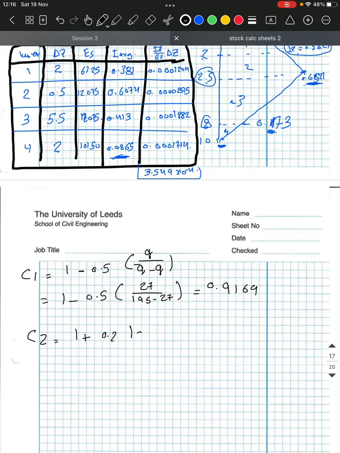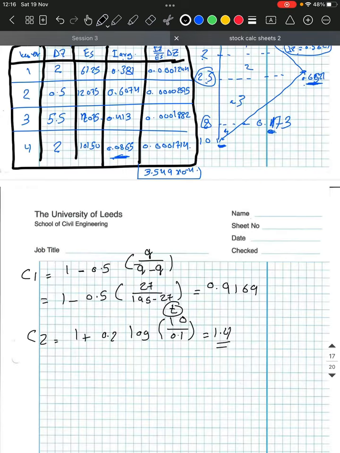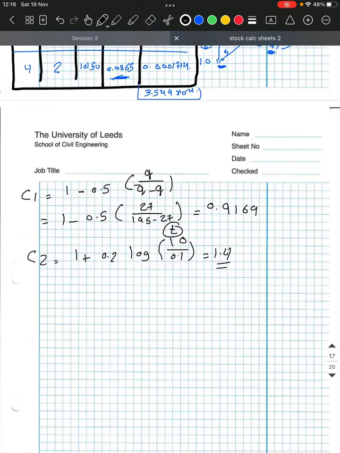We have C2. C2 equals 1 plus 0.2 log of the time parameter, 10 years over 0.1, which is basically the formula. That's its parameter, T. It equals 1.4. When in doubt, you check this. This is the formula, and this is the other formula. Equals 1.4. Now I'm ready to calculate the settlement.